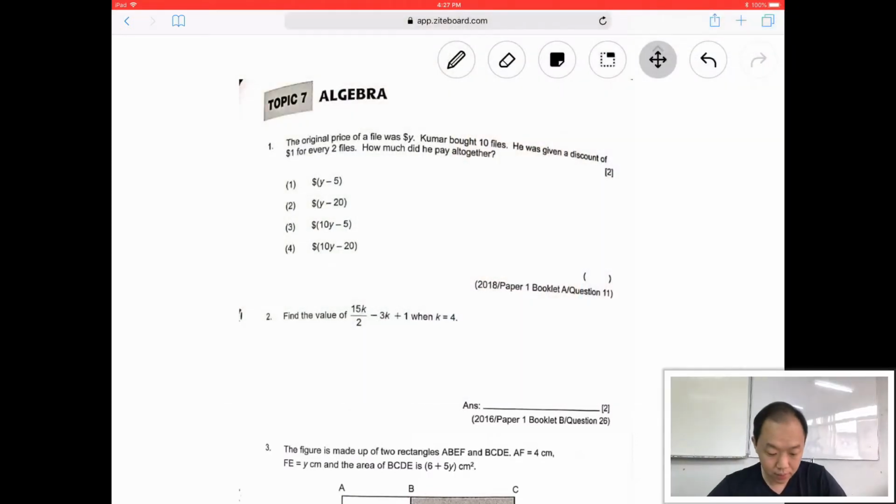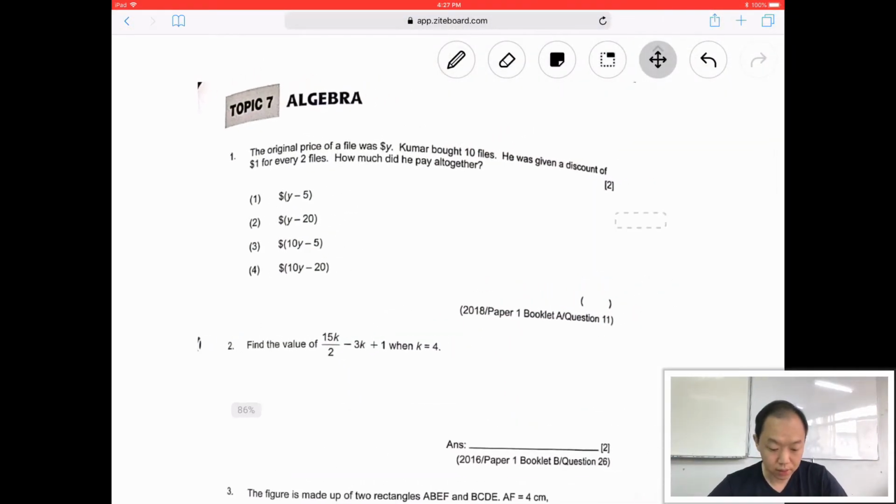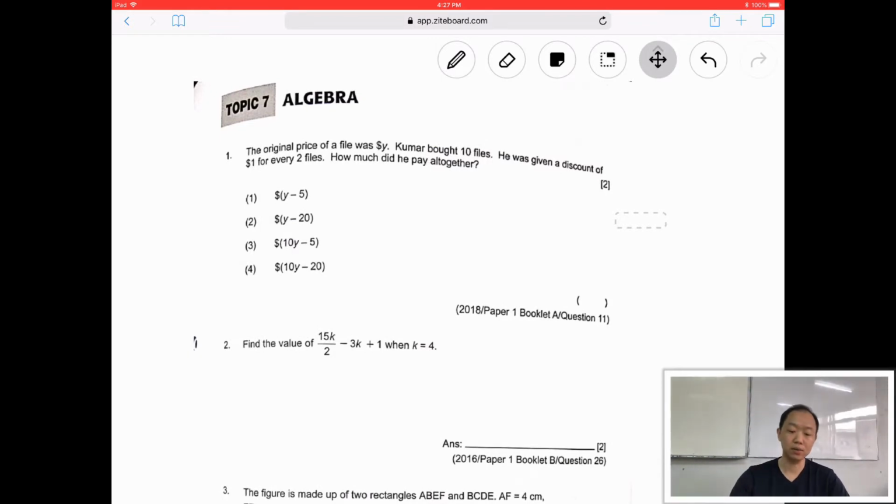So the first one, as you can see right here: the original price of a file was $Y, so Kumar bought 10. So each one is $Y. The idea of algebra is that you have to think of all the alphabets as containers. Those are containers, or we call them variables in mathematics terms. What it means is that the variables can be numbers. You put numbers inside them. So this file was $Y. We don't know how much $Y is. Kumar bought 10 of them. He was given a discount of $1 for every 2 files. How much did he pay altogether?